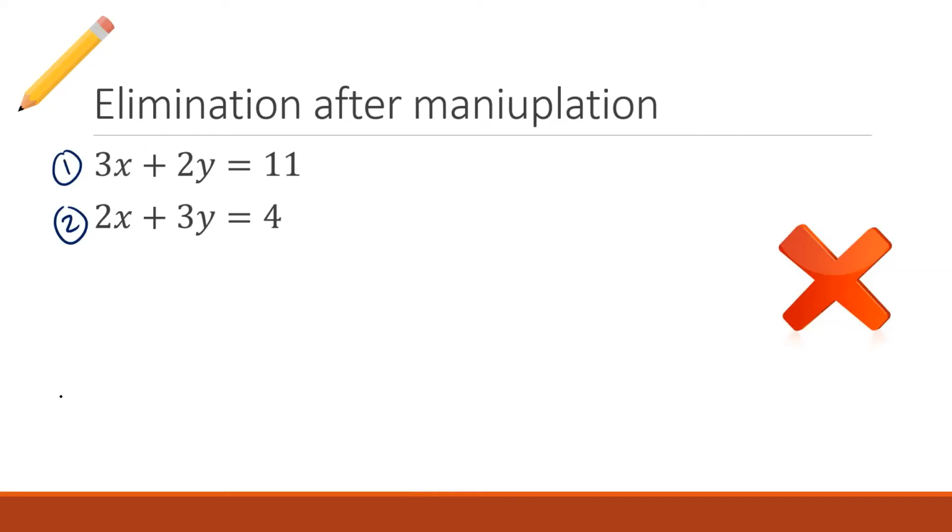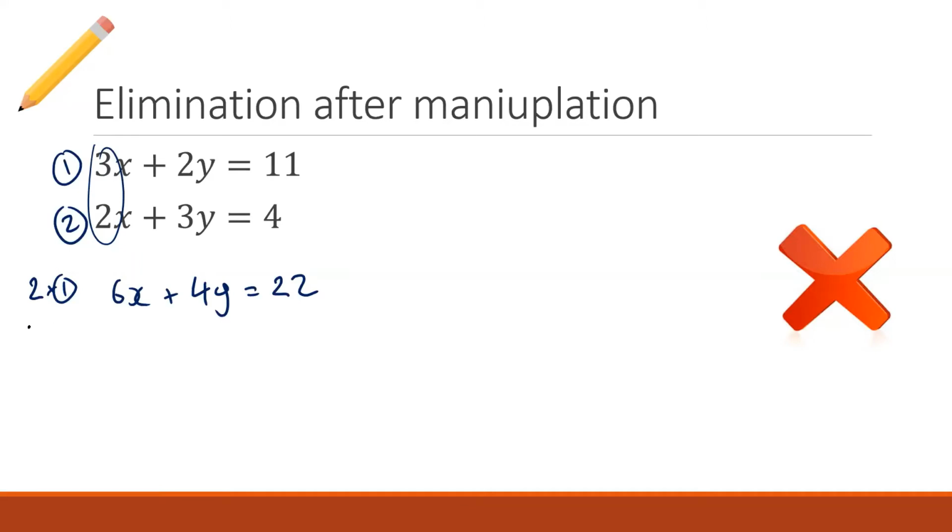So we've got 3x at the top here. If I multiply this whole equation by 2, then I'm going to have, if I go 2 times equation 1, that's going to give us 6x plus 4y equals 22. Now, the reason I chose 2 is because it's going to make 6, the lowest common multiple of 3 and 2 is 6.